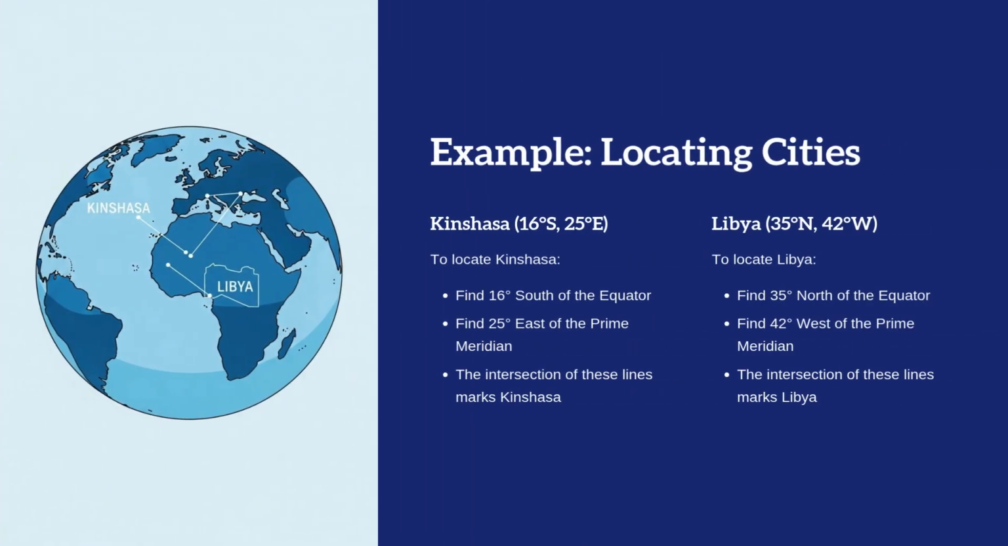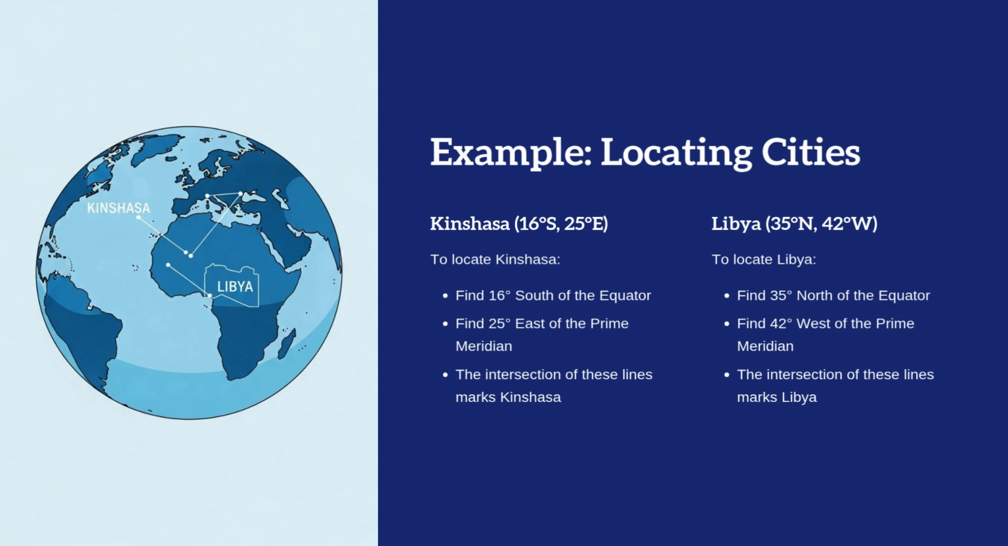Example: locating cities. Kinshasa, 16 degrees south, 25 degrees east. To locate Kinshasa, first, find 16 degrees south of the equator. Then, find 25 degrees east of the prime meridian. The point where these two lines intersect marks Kinshasa.